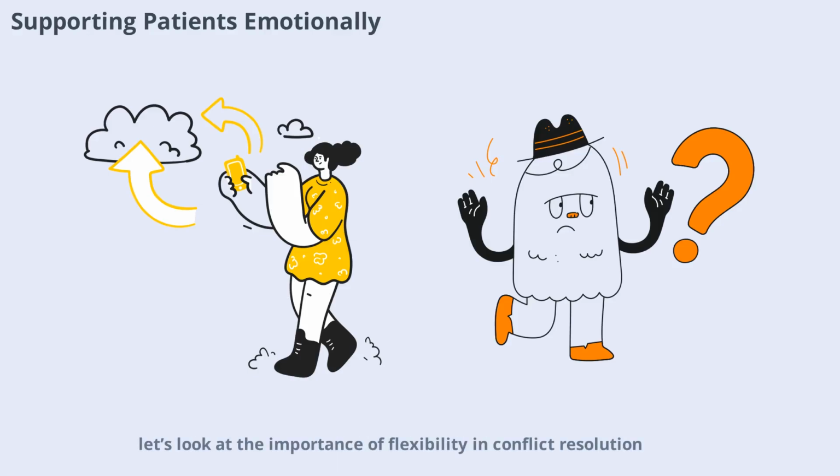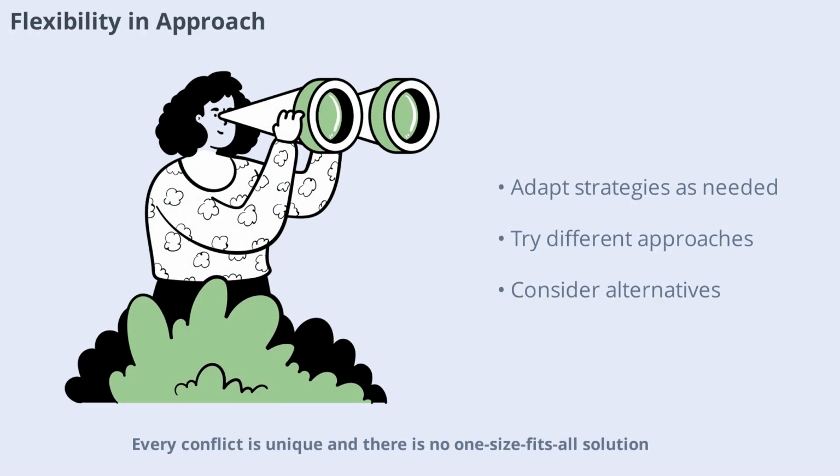Next, let's look at the importance of flexibility in conflict resolution. Every conflict is unique, and there is no one-size-fits-all solution. Flexibility means being willing to try different approaches and adapt strategies as needed. In medical settings, this might involve adjusting communication styles, seeking input from others, or considering alternative solutions. Flexible teams are better able to resolve conflicts and meet the needs of both staff and patients.